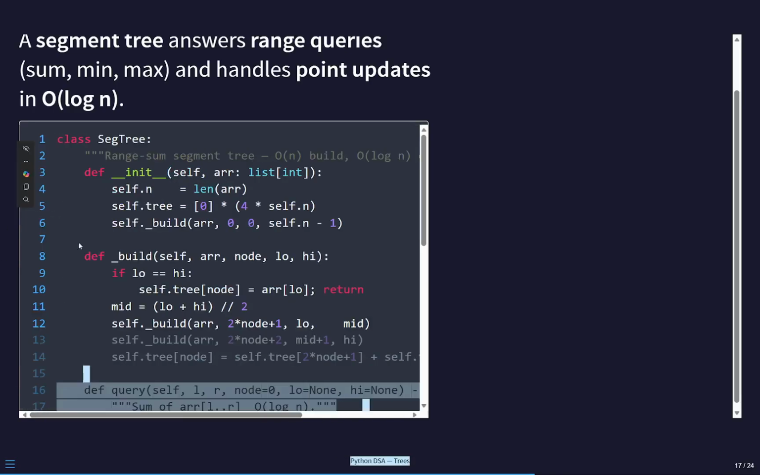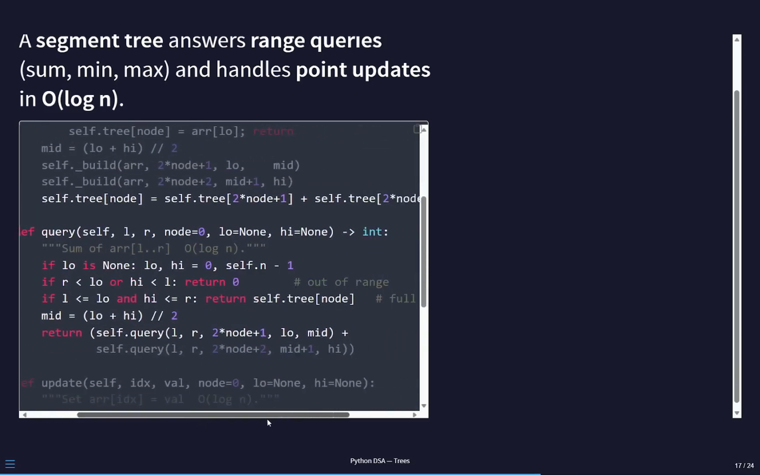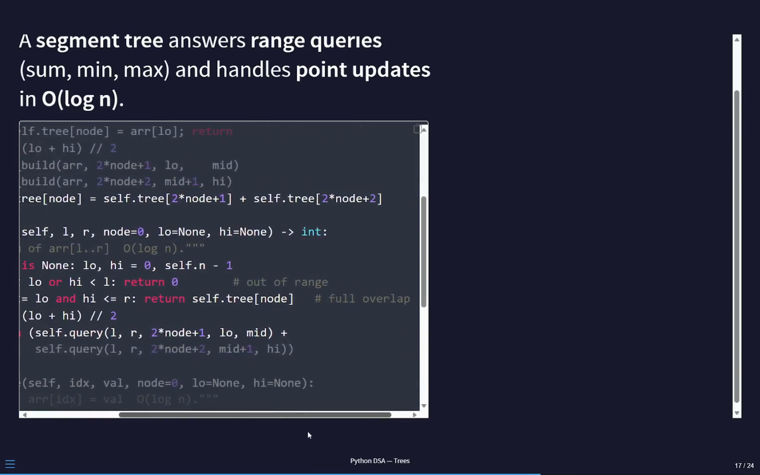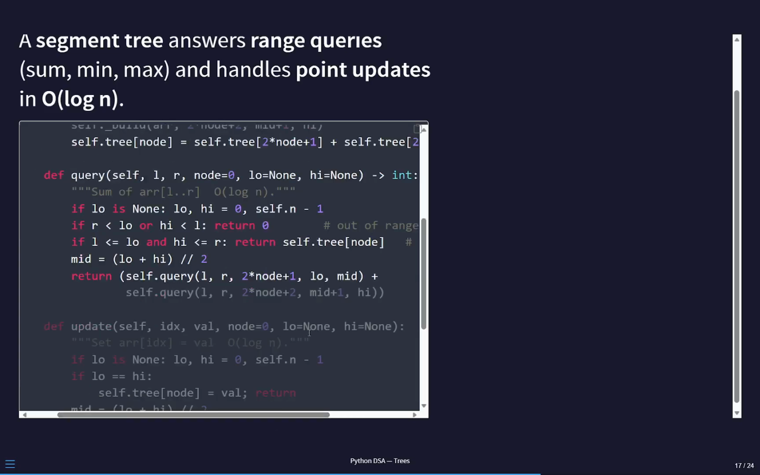Query takes a range and navigates the tree. Three cases at each node. If the query range is completely outside the node's range, return the identity value, 0 for sum. If the query range completely covers the node's range, return the stored value directly. Otherwise, split at the midpoint and combine results from both children. This selective traversal ensures we visit O(log n) nodes per query.